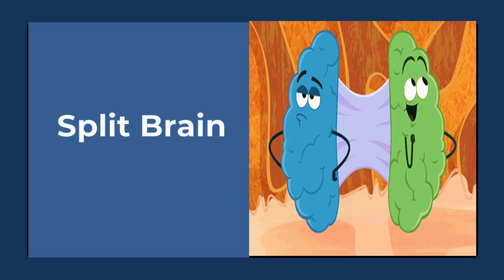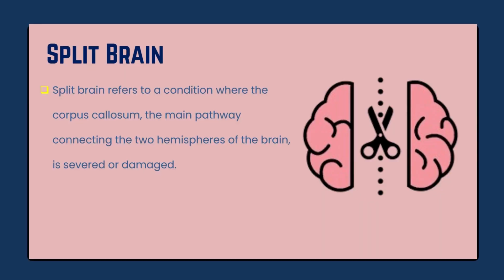Now let's study about split brain. Let's see what is a split brain and how it affects brain lateralization. Split brain refers to a condition where corpus callosum, the main pathway connecting the two hemispheres of the brain, is severed or damaged. So, if the corpus callosum is cut, the two hemispheres will be functioning independently of each other as individual brains. So, this condition is called split brain condition. Meyer and Sperry are the pioneers in studying split brain condition. They performed different experiments on different animals to see what happens when corpus callosum is severed.